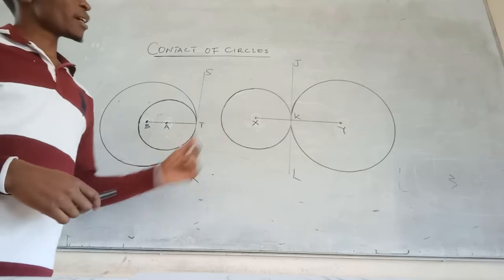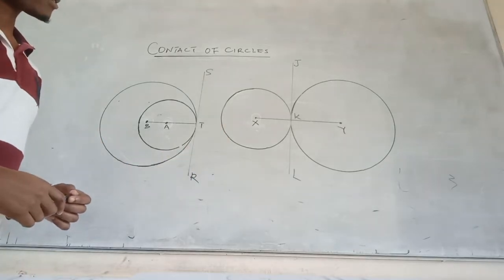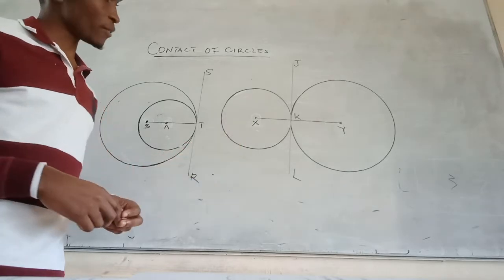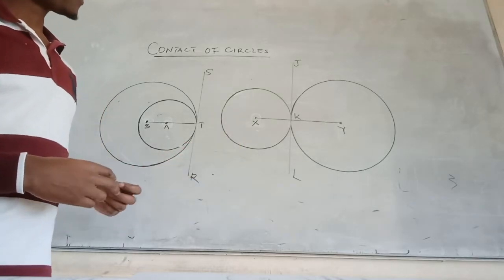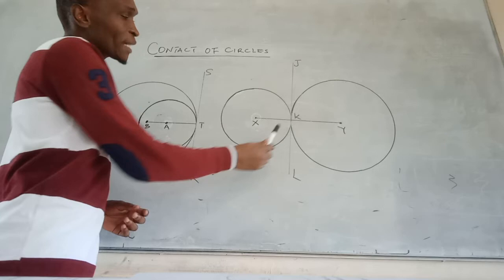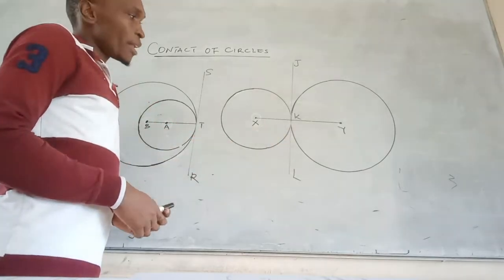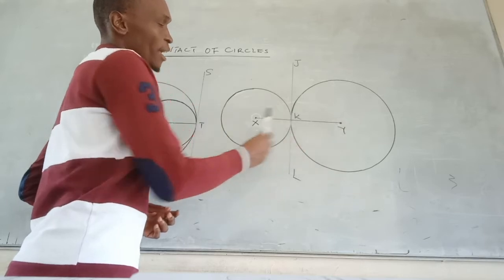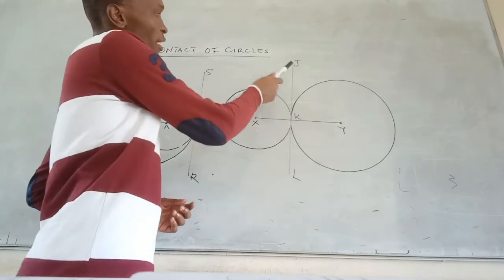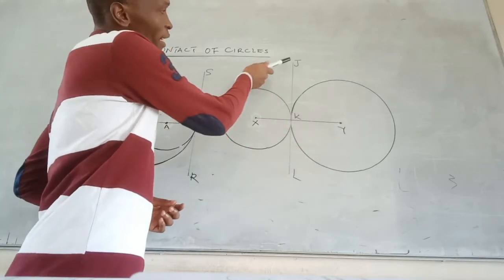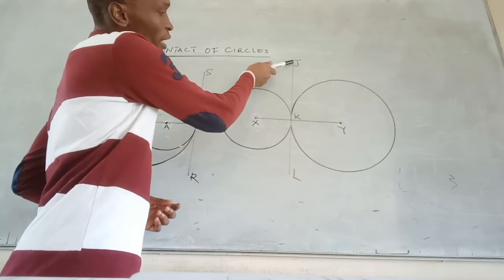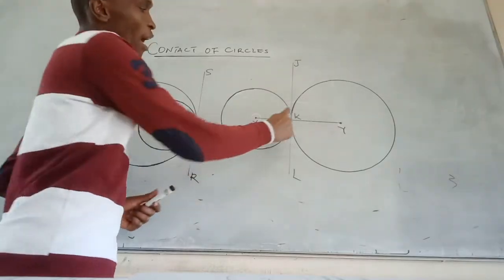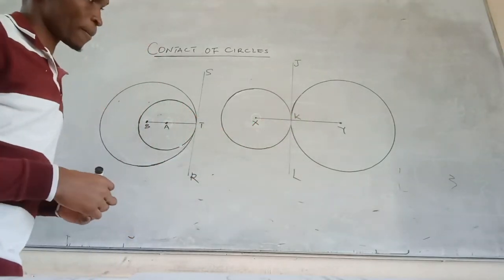The second set here, we have two circles also, whose centers are X and Y respectively. The two circles are also in contact at point K. Now, the line YK is making an angle of 90 degrees with the tangent JK. At this point, this is an angle of 90 degrees.